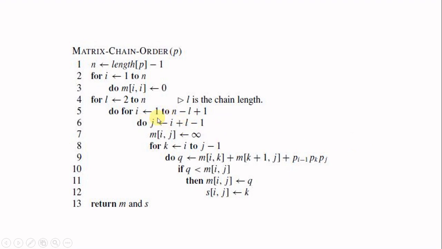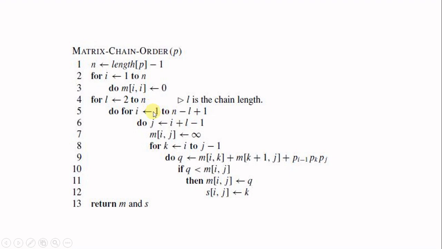Starting from 2, it goes to 2 plus L minus 1. So like that, then again it will take m of i comma j as infinity for the second sequence. This will continue, and when i reaches n minus L plus 1, this will come to the outermost loop, that is L is equal to 3. Now it will choose all chains of length 3, and then all chains of length 4, etc., up to n. So L will reach n there.